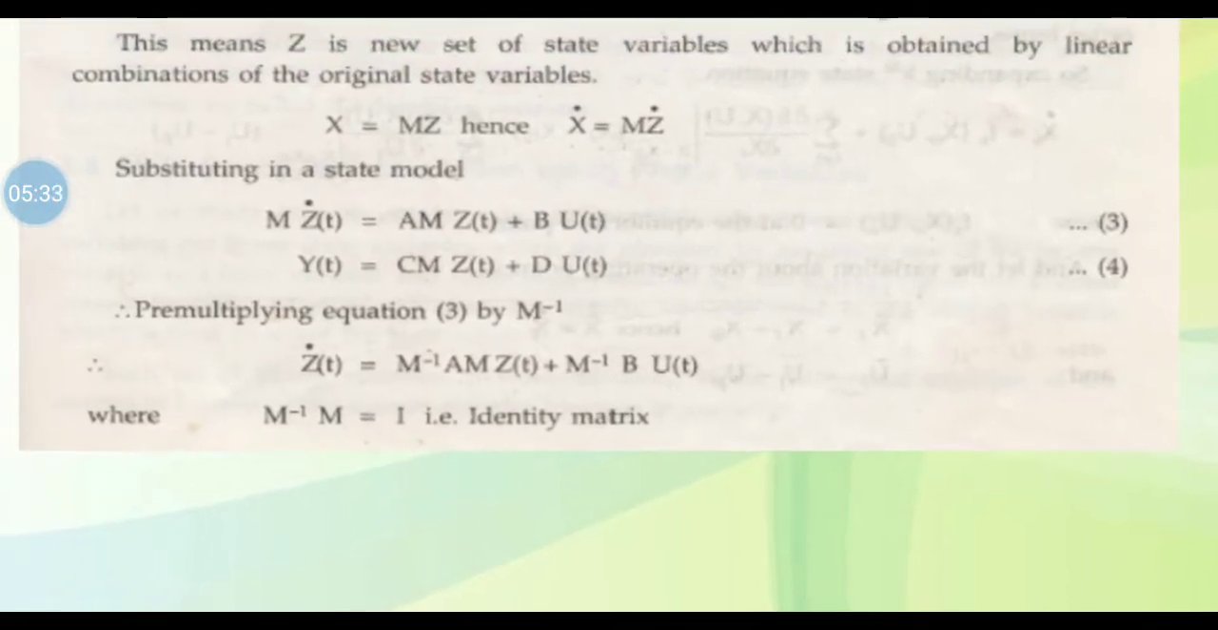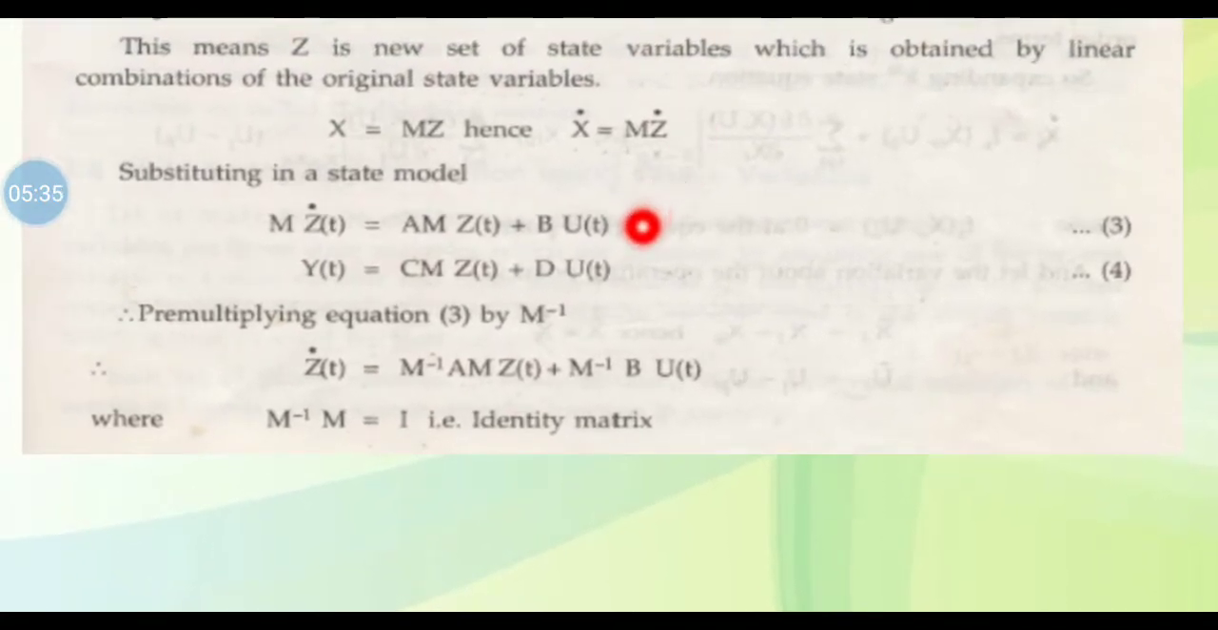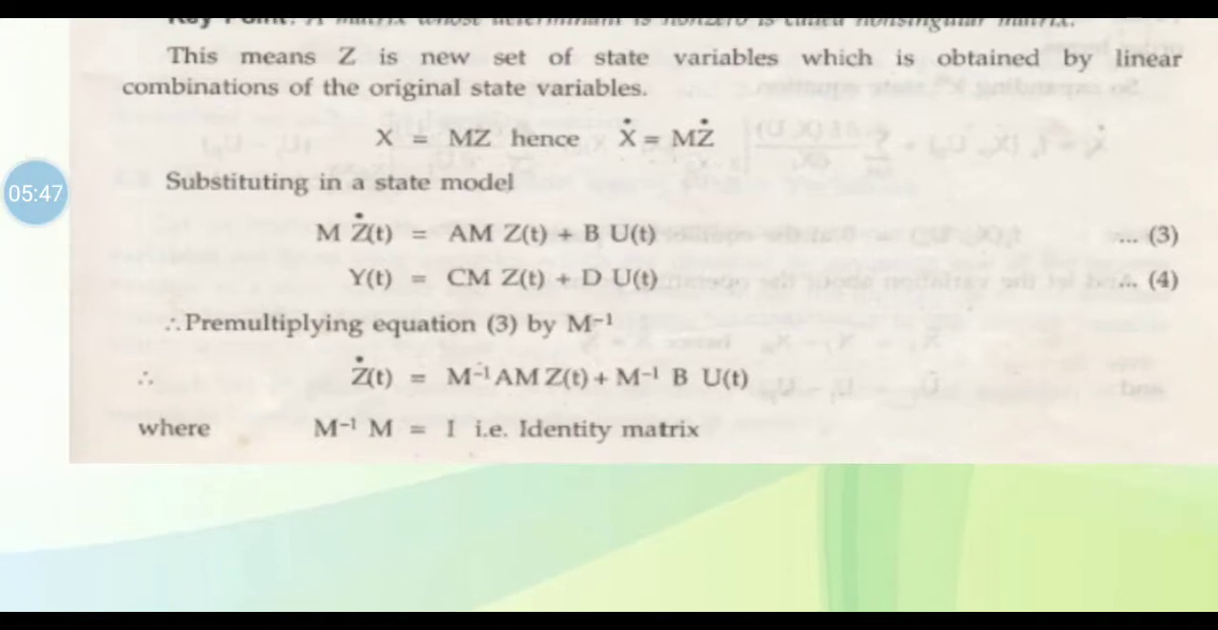Then we will pre-multiply equation 3 by M inverse. So this is equation 3. Pre-multiply this equation 3 by M inverse. So z dot of t is equal to M inverse A M z of t plus M inverse B u of t, where M inverse M is I, the identity matrix.